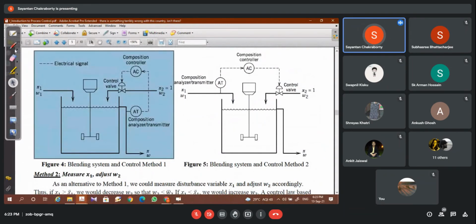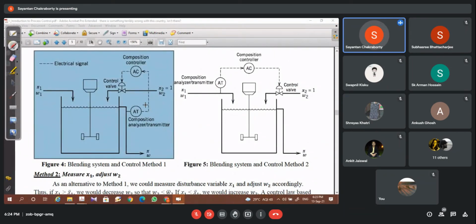First method, what you can do, you measure the controlled variable. You put a composition analyzer in the outlet stream. It measures the value of X in the outlet stream, and this value is then compared in a composition controller where there is already a set point given, and if it is more than the set point or less than the set point, accordingly this valve will be opened.